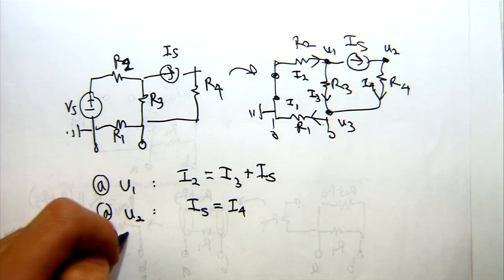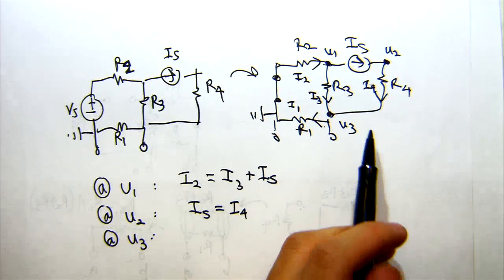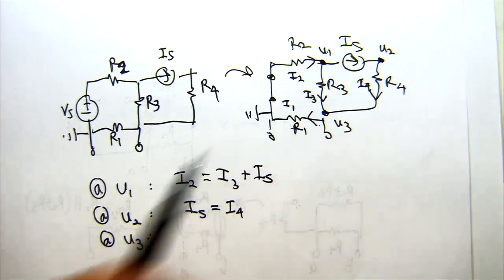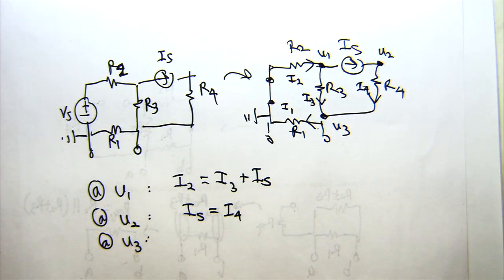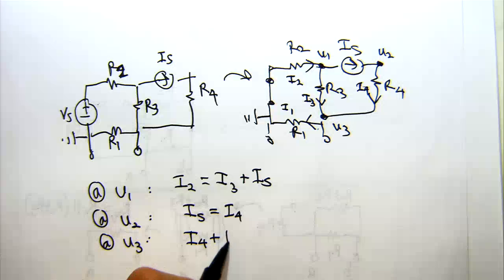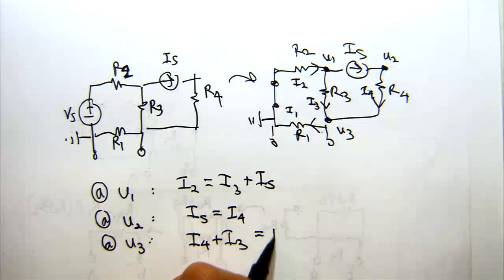Lastly, at my node U3, I can write the KCL equation. Here I have a current through R4, through R3, and through R1. So I can write, for the currents coming in, what do I have? I'm hearing, I think you guys get the idea at this point, so I'll jump into writing it. We can write the sum of I4 and I3 because they're coming in, and then we can write I1.